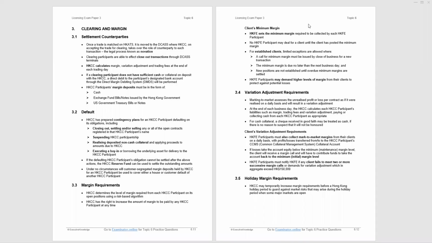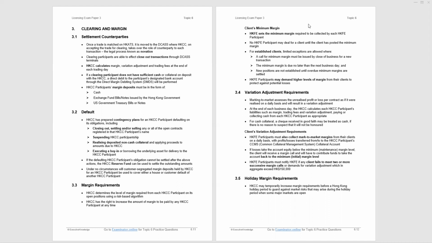Continuing with topic 6 of paper 3, covering futures trading and settlement, we'll now look at section 3 on clearing and margin. Now, we have settlement counterparties. Remember, we've got the clearing participant for the buyer, clearing participant for the seller, and they operate around DCAS, Derivatives Clearing and Settlement System. And the central clearing counterparty, which is the clearing house, will buy from the seller and sell to the buyer. And that process is known as novation.